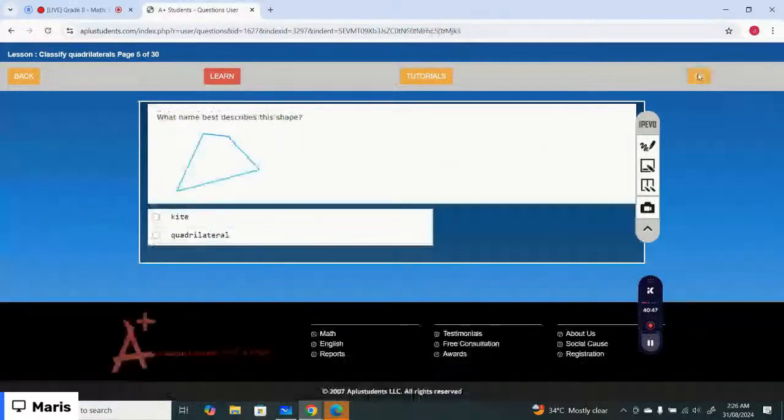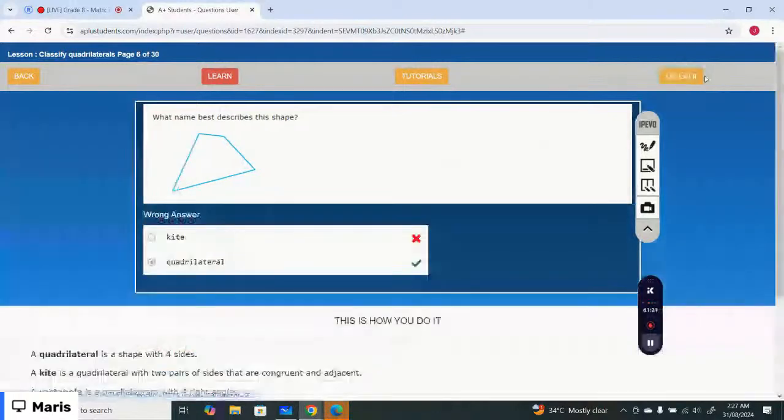What name best describes the shape? Kite, quadrilateral. The correct option is kite. Option number one is the correct option. Oh, quadrilateral. A kite is a quadrilateral with two pairs of sides that are congruent and adjacent. So that is quadrilateral. Okay, got it.